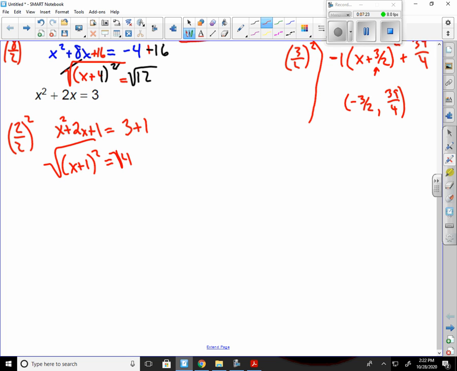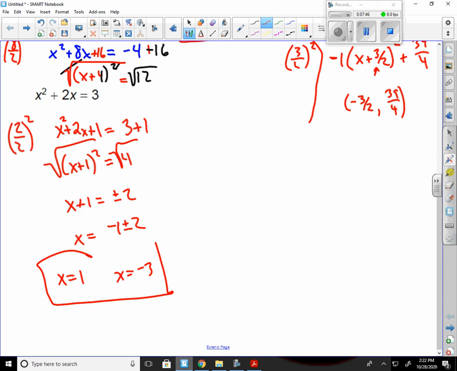Take the square root. Get x plus 1 equals, the square root of 4 is 2, so plus and minus 2. Subtract the 1 over. Negative 1 plus and minus 2. Negative 1 plus 2 is 1. Negative 1 minus 2 is negative 3. And those are my two answers.